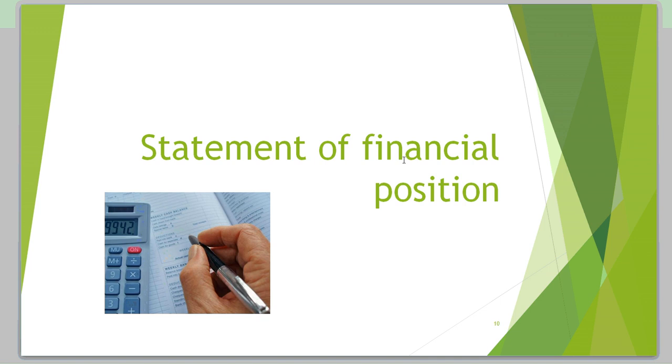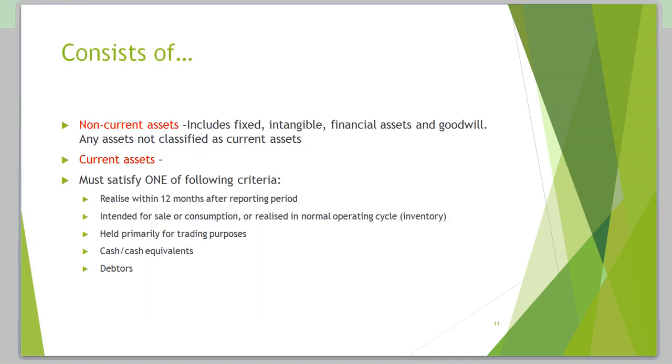Our first statement is the statement of financial position. I believe that you are familiar with this statement, and it consists of a few sections, 2 asset sections and 2 liability sections, and then also an equity section. So the first one we have is non-current assets, which includes any fixed, intangible or financial assets and also goodwill. So these are any assets that are not classified as current assets.